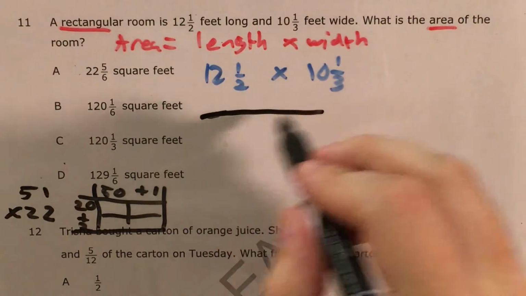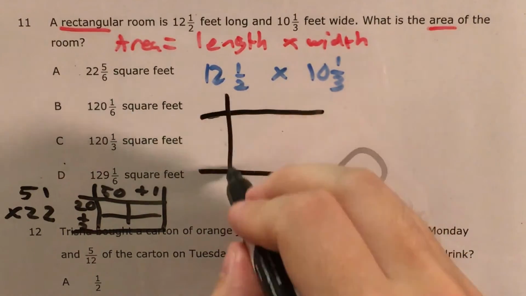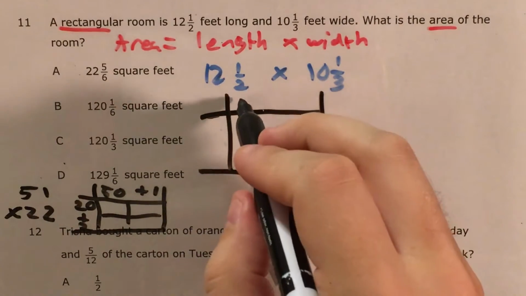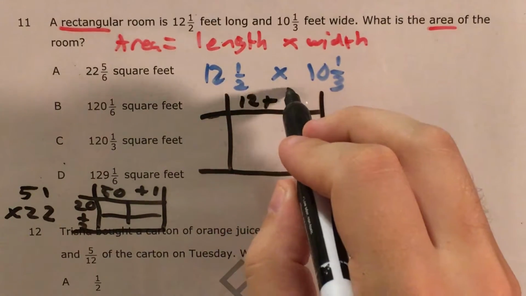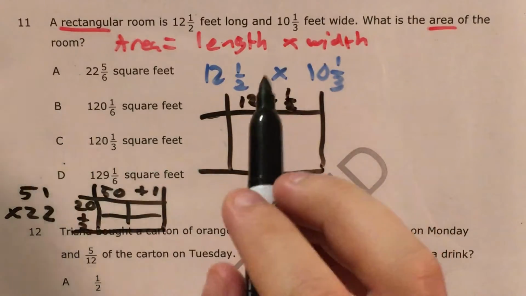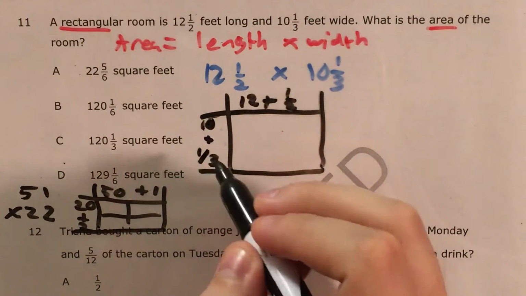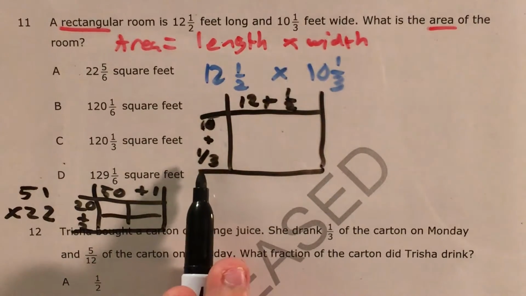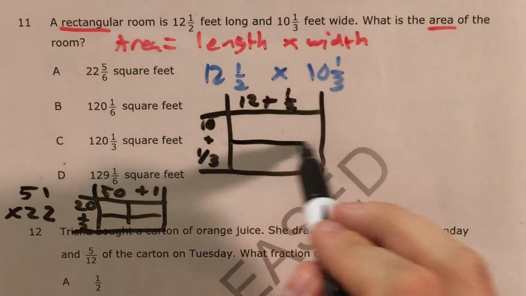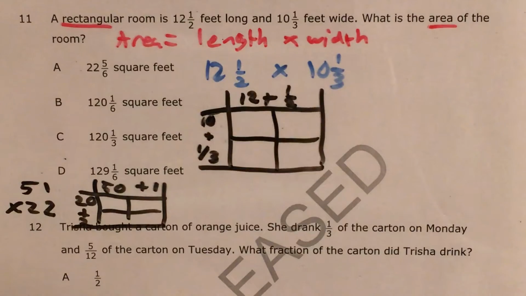Let's see. I will make my box. I'll call this 12 plus 1/2 and 10 plus 1/3, and I wrote this the slanted way for the sake of space. But now I need to multiply and fill in each of these boxes.